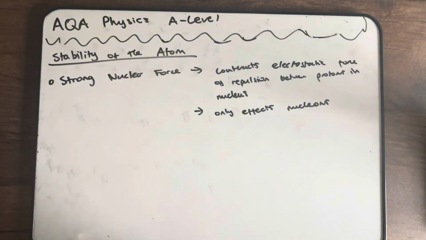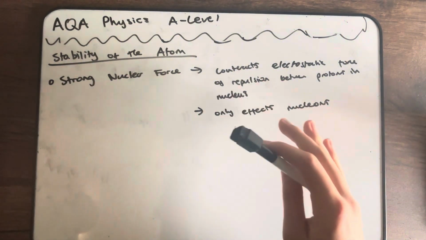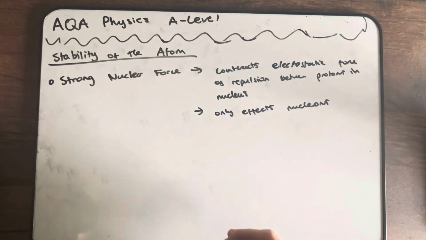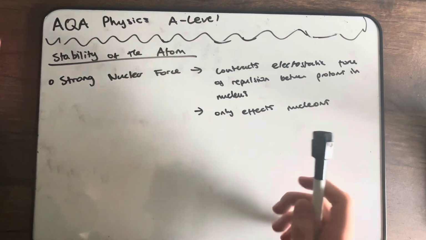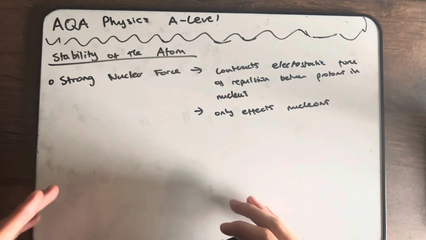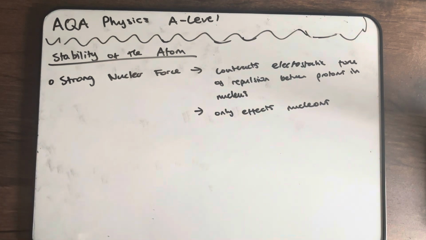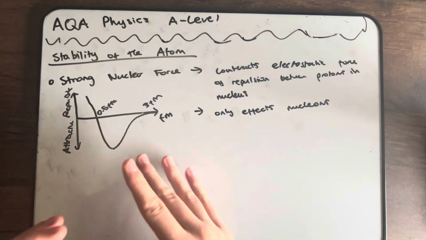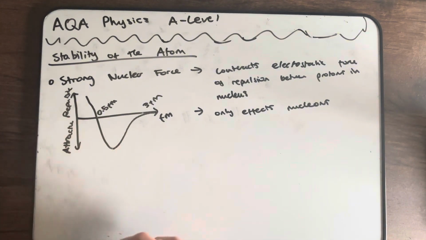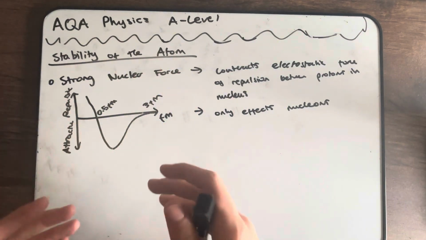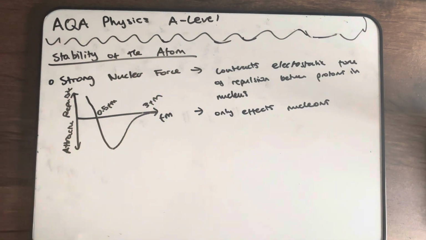Now, the strong nuclear force is a force that counteracts the electrostatic force of repulsion between protons in the nucleus. Now, this force only affects nucleons, so protons and neutrons. It doesn't affect electrons at all. However, there are specific properties of this force. So this is a graph you 100% need to know for your exam. The strong nuclear force has different characteristics depending on the distance between the protons in the nucleus.